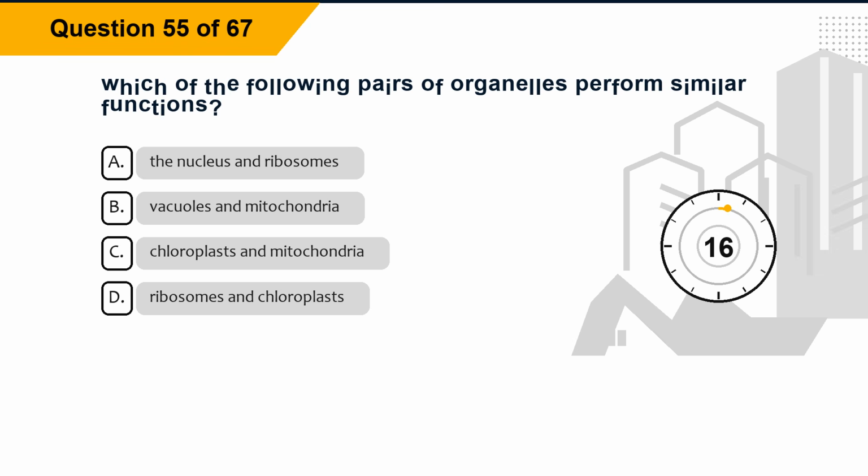Question 55. Which of the following pairs of organelles perform similar functions? Option A, the nucleus and ribosomes. Option B, vacuoles and mitochondria. Option C, chloroplasts and mitochondria. Option D, ribosomes and chloroplasts.